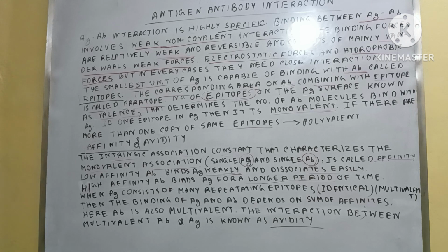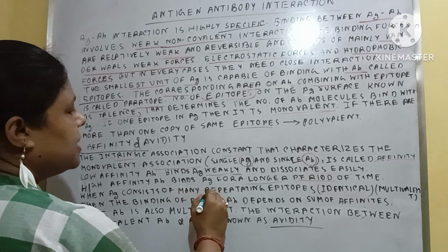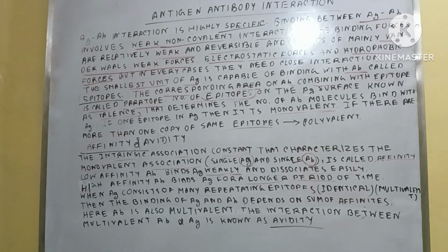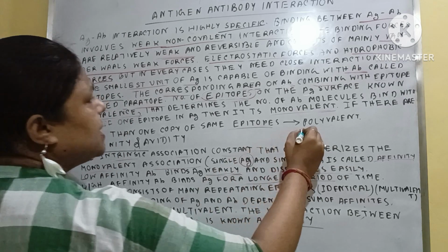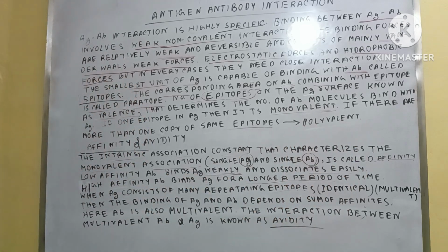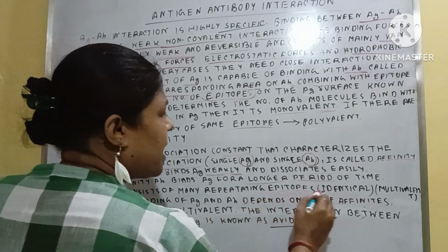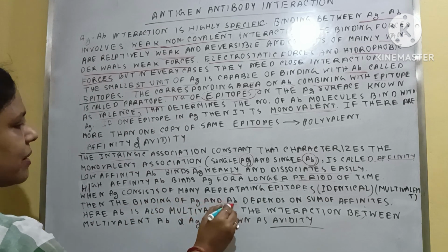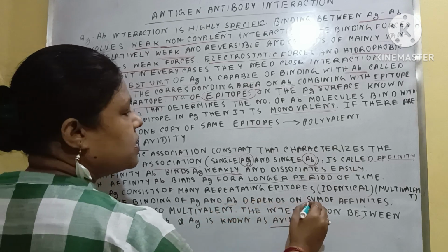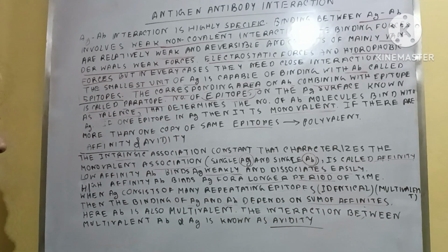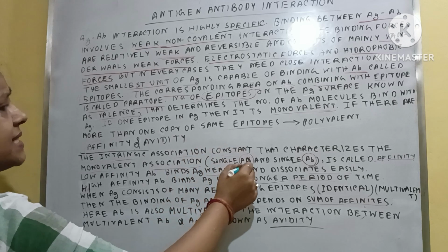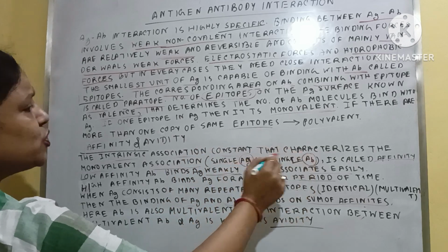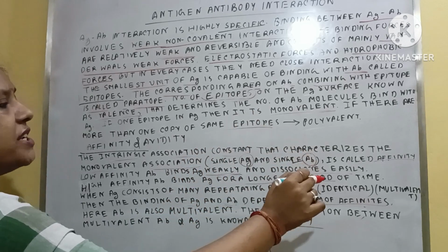And when Ag consists of many repeating epitopes, then it is called polyvalent or multivalent. And obviously the epitopes are identical or the same type. Clear? And then the binding of Ag and Ab depends on the sum of affinities. Here only a single antigen and a single antibody bind to each other. That's why a single affinity is needed here.